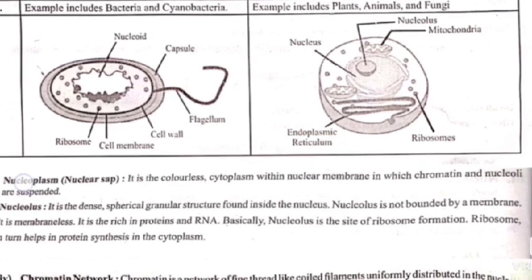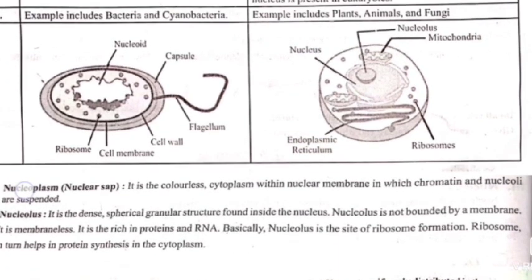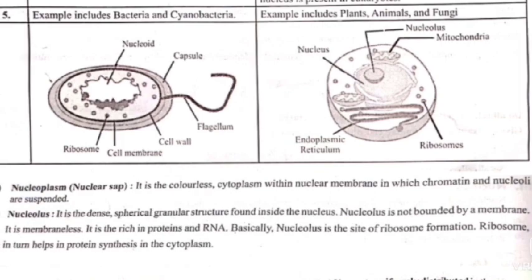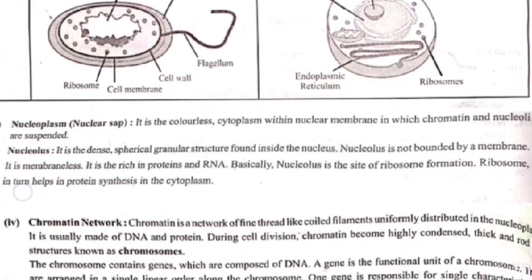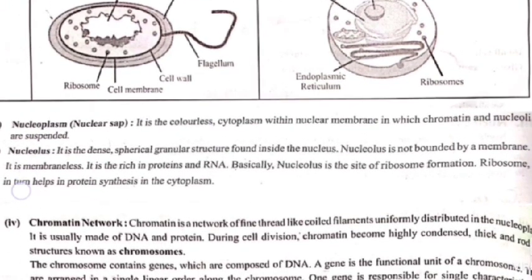In eukaryotes, the nucleus is present. The mitochondria are also present, and the endoplasmic reticulum is also present. The 80S ribosome is also present. Nucleoplasm is otherwise called nuclear sap. It is colorless cytoplasm within the nuclear membrane in which chromatin and nucleolus are suspended.